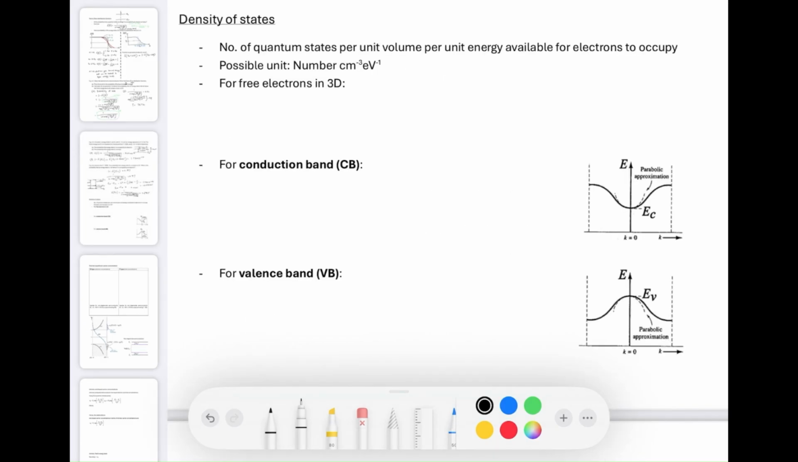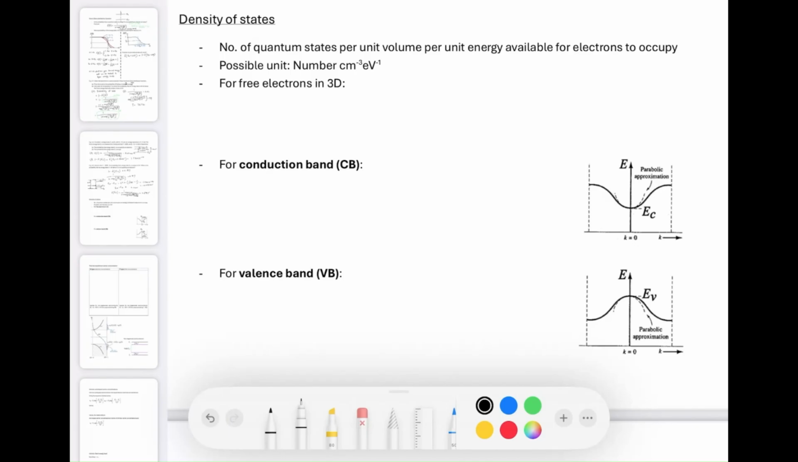Now we will move on to the density of states, which is basically the number of quantum states per unit volume, per unit energy available for electrons to occupy. It is like the number of slots for electrons that each energy state can occupy. It doesn't mean that the electron must occupy it, it's just the number of slots that can be occupied at each energy level or each quantum state of the energy level. The possible unit is a number per cm cubed per electron volt. Of course this is not the SI unit, but it's a commonly used unit.